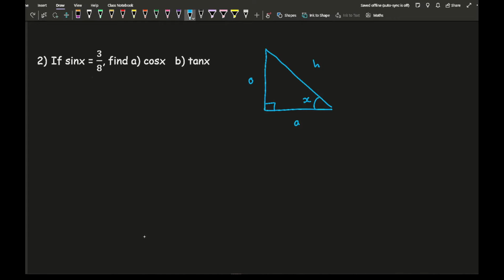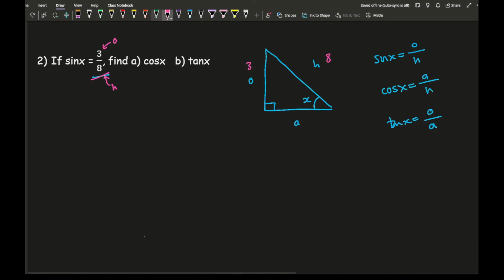Now in terms of the information that I've been given, to work out what sine x is, that's going to be equal to the opposite over hypotenuse. Cos x is equal to the adjacent over hypotenuse, and tan x is equal to opposite over adjacent. So from this and the fraction I've been given, the 3 represents the opposite and the 8 represents the hypotenuse. So here I'm just going to label what I know, and there we go.